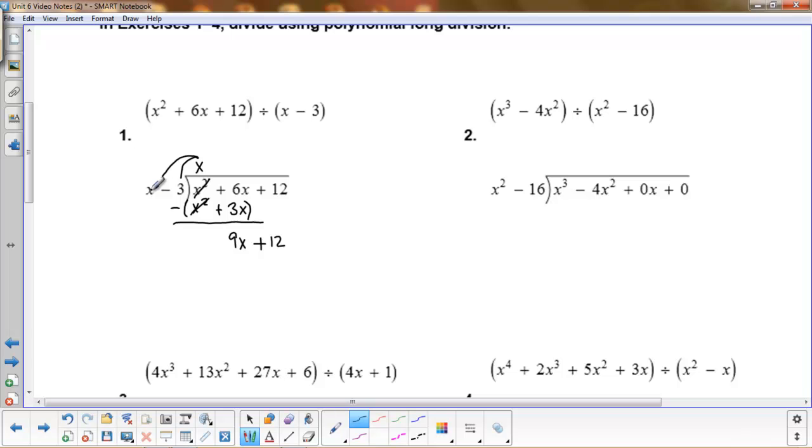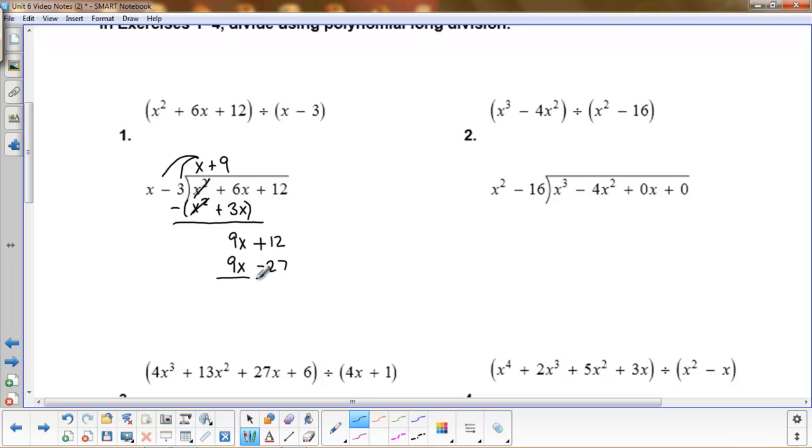I'm going to start my division over again, and I'm going to say what number times x equals 9x. That's another way of saying how many times does x go into 9x. And the answer is 9. I'm going to again multiply by every number that's there, so that's going to be 9x minus 27.